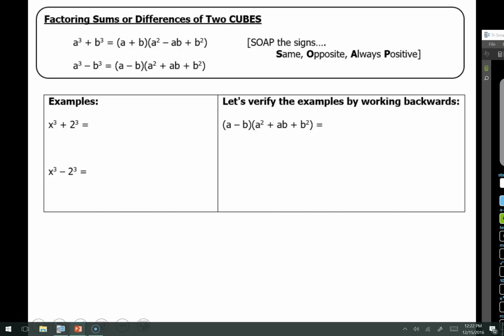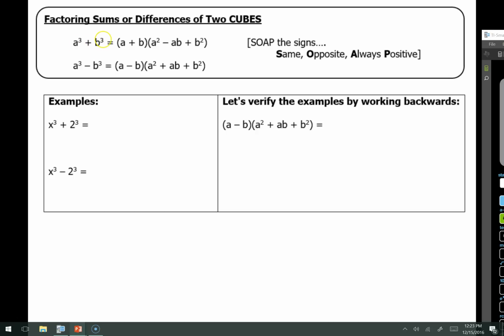So let's get started. The first thing that you need to know is this pattern or this formula for factoring whenever you have a sum or difference of two cubes. So notice here that in this formula, you have some base raised to the third power plus or minus some base raised also to the third power.